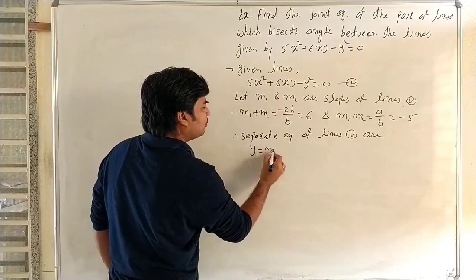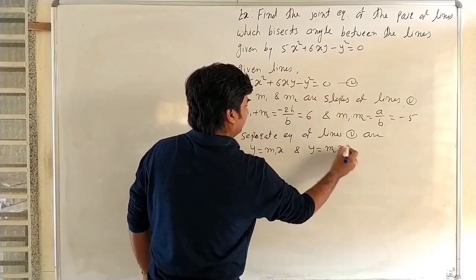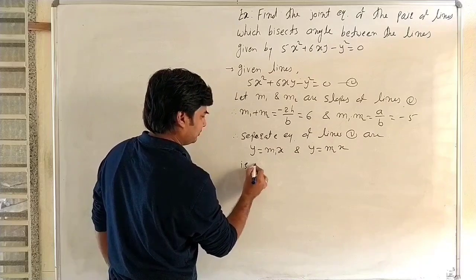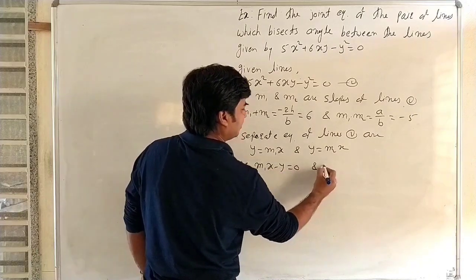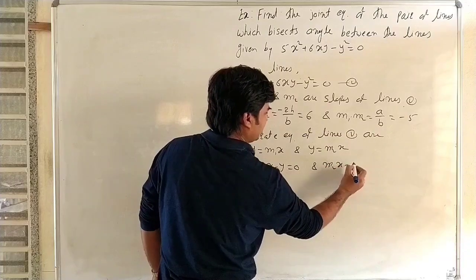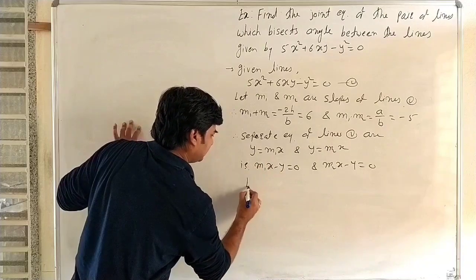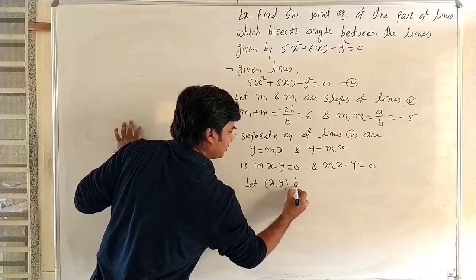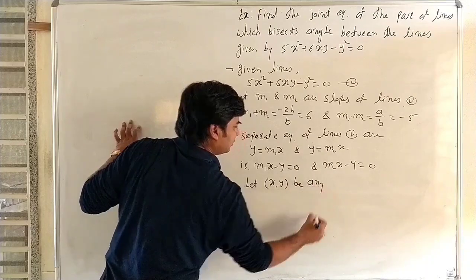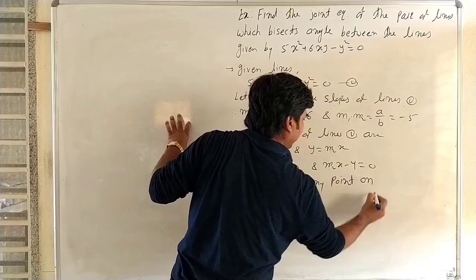y is equal to m1x and y is equal to m2x. That is m1x minus y equal to 0 and m2x minus y equal to 0. Then let x comma y be any point on angle bisector.